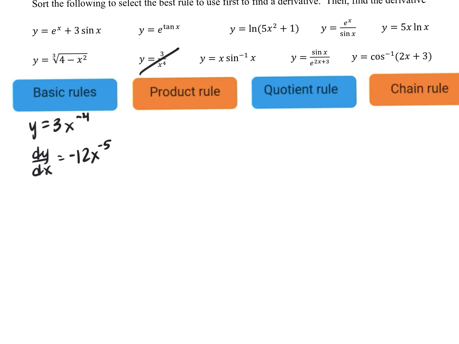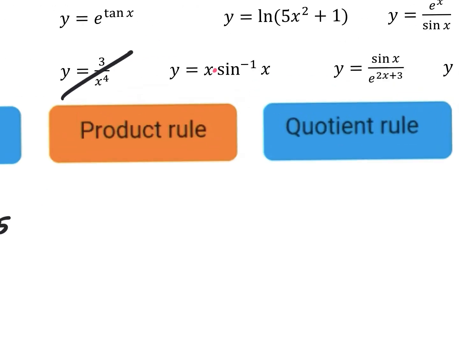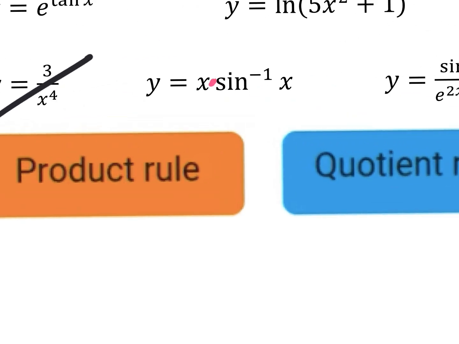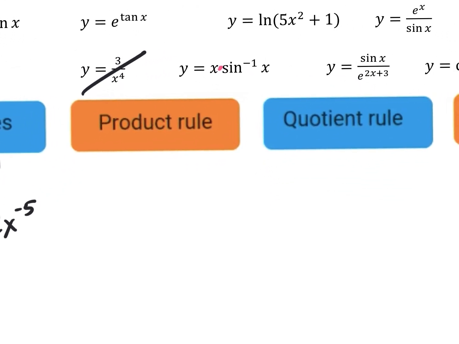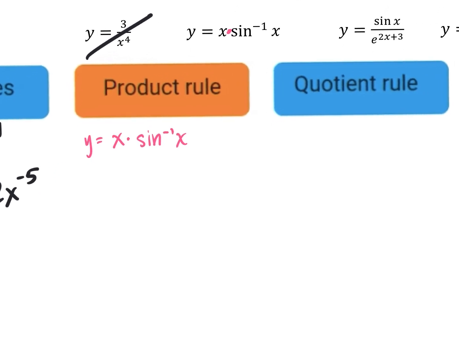So maybe we go like this. Boom. There's like a multiplication sign there, right? So now we're going to put that under product rule. And we got x times the inverse sine of x. Let's go practice taking that.